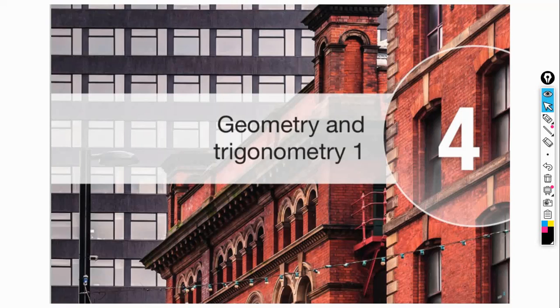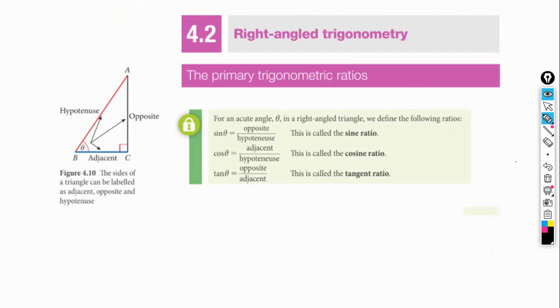Hi everybody. So in this video we're going to continue with chapter 4, Geometry and Trigonometry 1, specifically into section 4.2, right-angled trigonometry. So in order to understand the primary trigonometric ratios, let's take a look at this right-angled triangle. So first of all, notice that you have a right angle here and that these are the legs of the right triangle, whereas this is the hypotenuse.